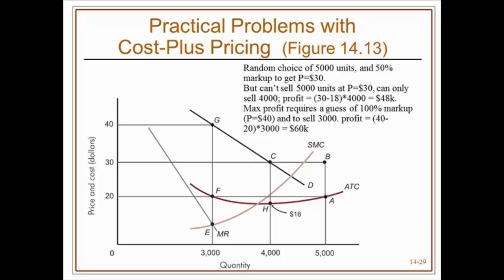I suppose it's possible that they could just guess and say, hey, let's charge a $40 price if our costs are $20. And that would mean that we would sell 3,000 units. They might be able to guess at that, but it's certainly not guaranteed. And so again, this is kind of a haphazard, shot in the dark sort of way of approximating profit maximization when there is a much more accurate way you could do it.